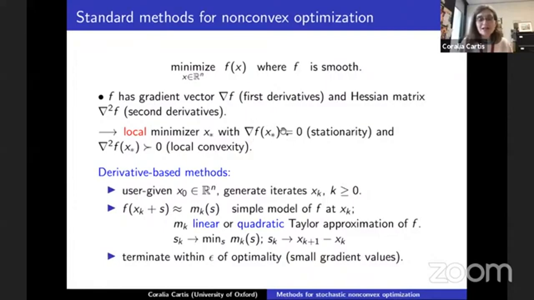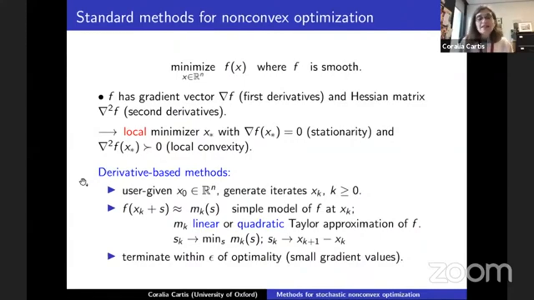When we have a small gradient, we know that we are close to a stationary point. And when we look at the eigenvalues of the Hessian matrix, if we see that they are all positive or non-negative, we know that we are close to a local minimizer.